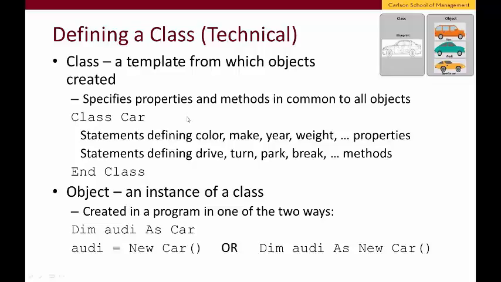Statements defining the various properties of a car, such as color, make, year, weight, etc., follow next. Once all the properties are defined or specified, a set of methods defining various behaviors or actions a car can take, such as drive, turn, park, brake, etc., are defined next. We will skip the events for now, but we'll come back to these shortly.